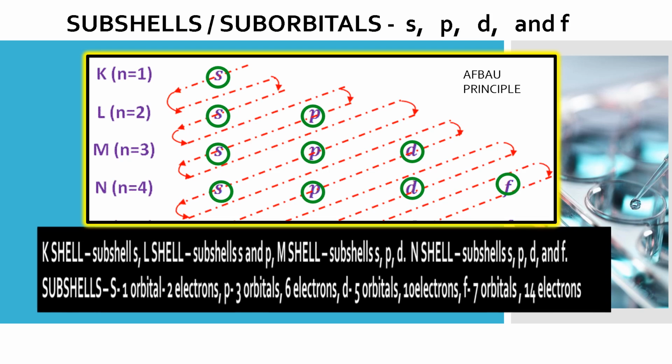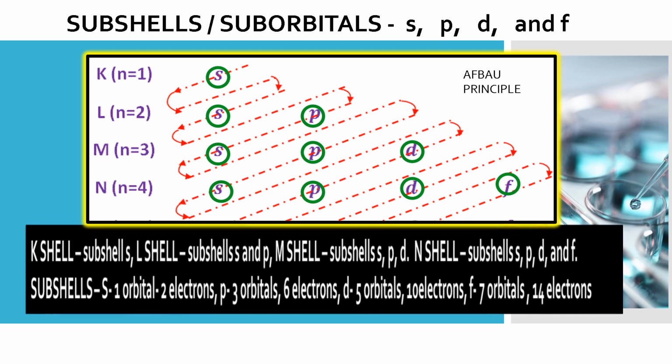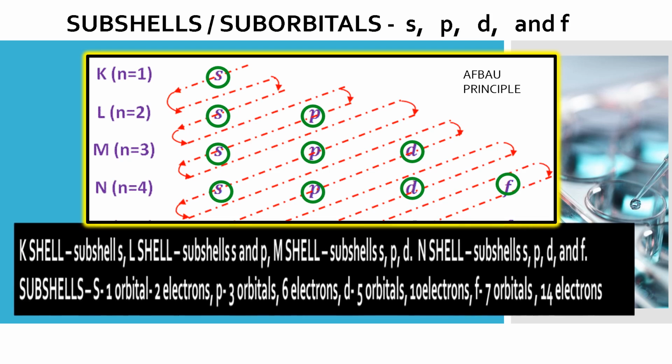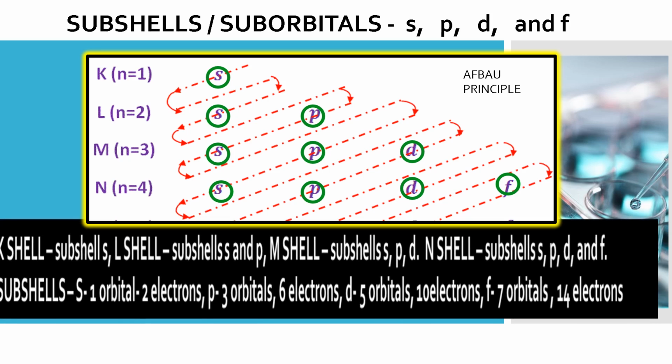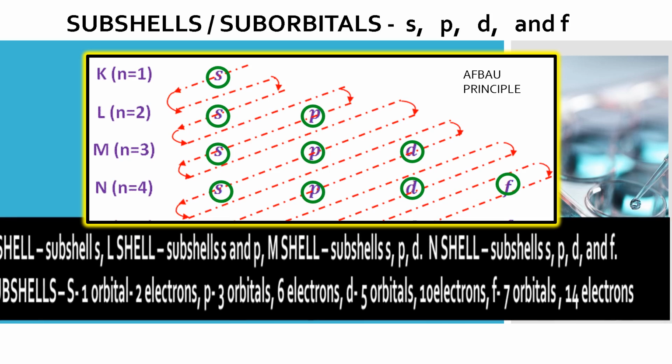N has an S, P, D and F, so that is 2 plus 6 plus 10 plus 14. So that is how we arrive at the maximum capacity of any shell.